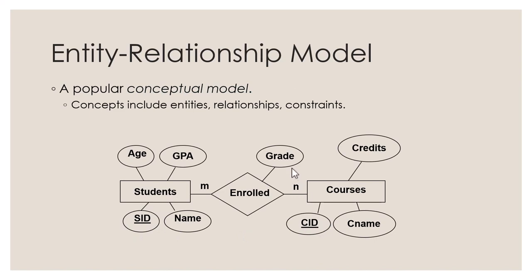Here we see an attribute, grade, in a relationship. It's rare, but you can have attributes for relationships. This grade could be part of student, but then which grade? This grade has to do with this particular student who has taken this course. That's why we have this in the relationship.